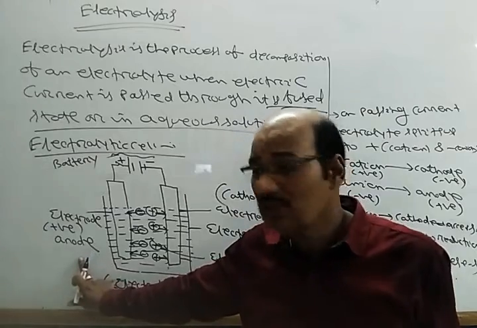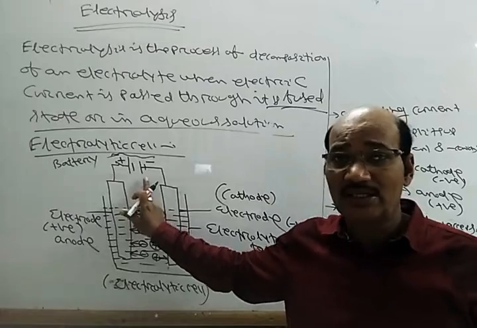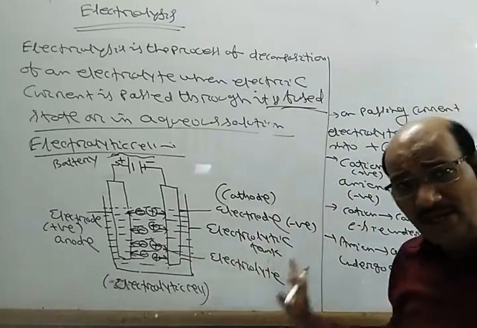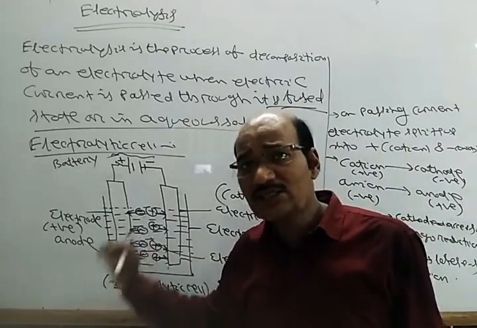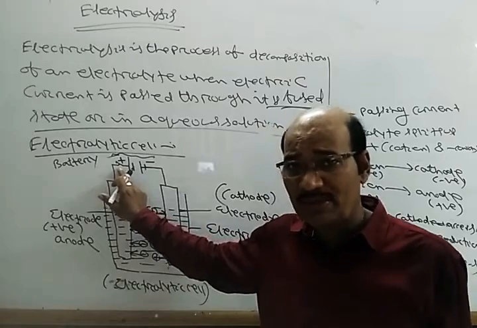Okay, the positive electrode is the anode, and the electrode which is connected to the negative end of the battery is known as the cathode, that is the negative electrode. Then, when electric current is passed through the anode, what happens?